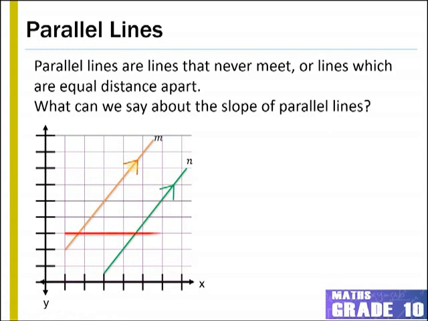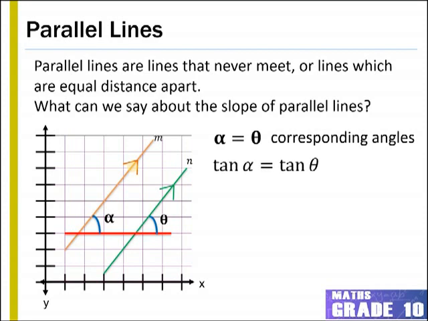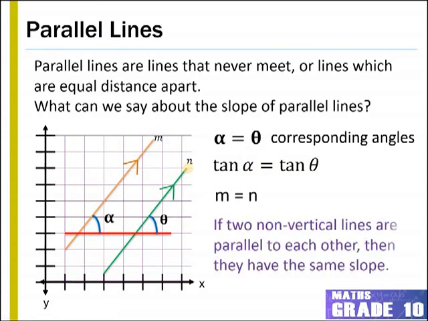If we draw on the two angles alpha and theta, then we know that alpha is equal to theta because they are corresponding angles. This means that tan alpha must be equal to tan theta. But tan alpha is the slope of this line, which is m, and tan theta is the slope of this line, which is n, so m must be equal to n. If two non-vertical lines are parallel to each other, then they have the same slope.